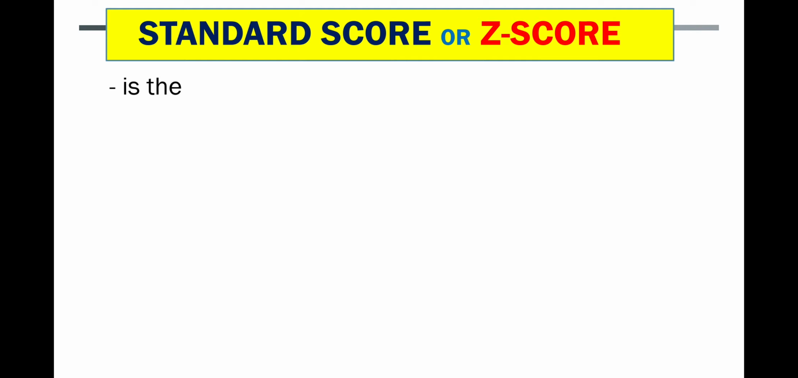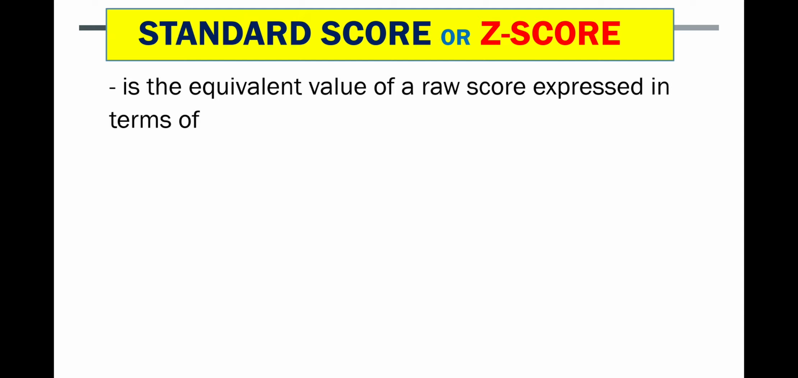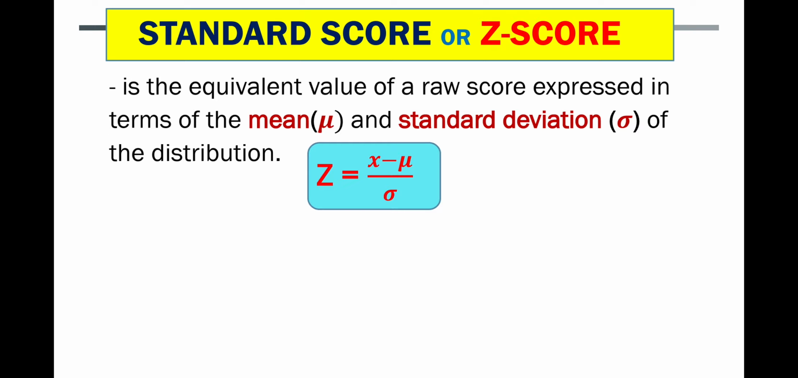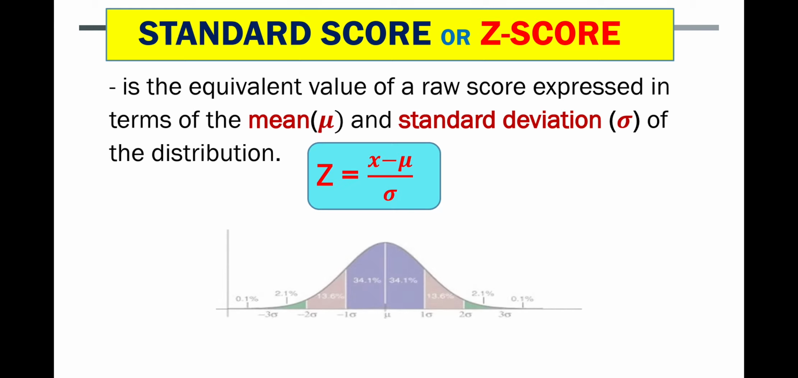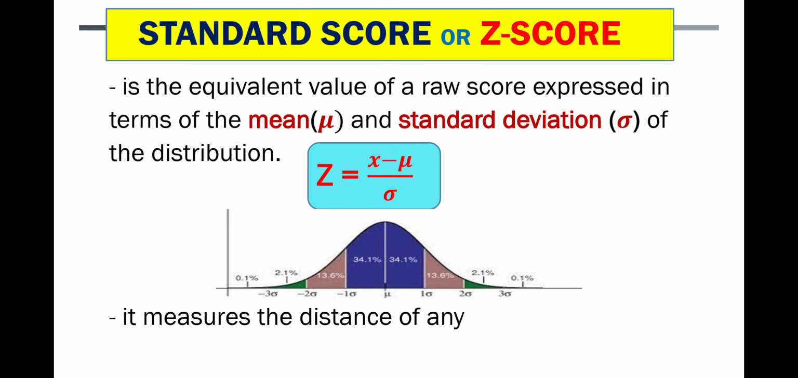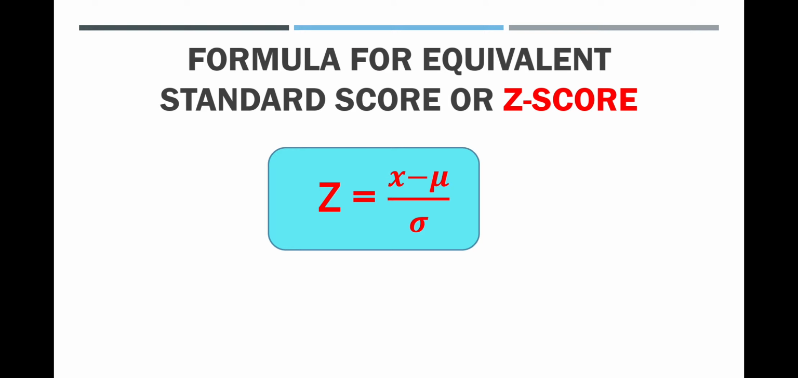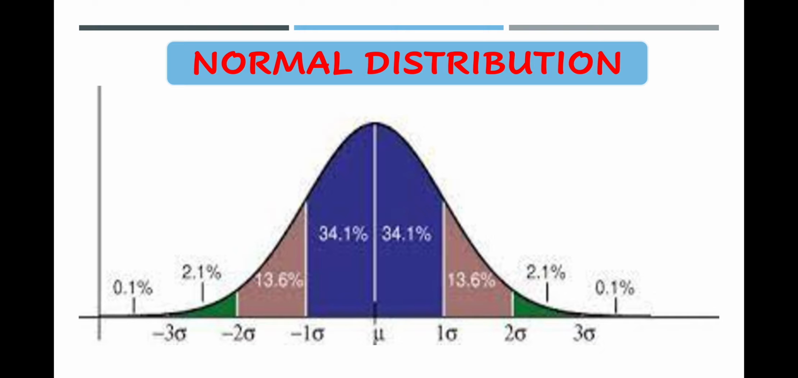Standard score or z-score is the equivalent value of a raw score expressed in terms of the mean and standard deviation of the distribution. So we have here the formula for finding the z-score: z is equal to raw score minus mean divided by the standard deviation, wherein it measures the distance of any particular raw score from the mean in standard deviation units. So again, the formula is z equals raw score minus mean divided by the standard deviation.